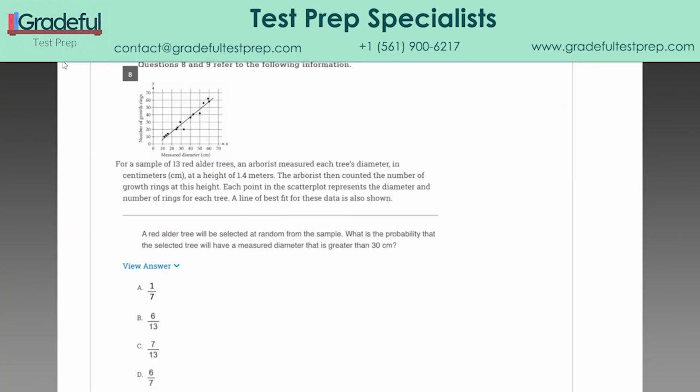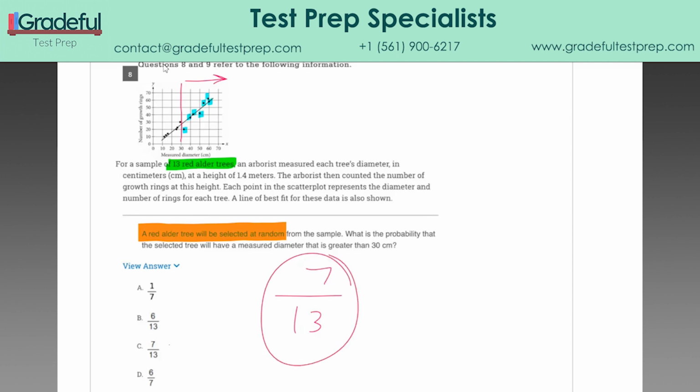Going to question number 8, we're being told that we're choosing a red tree from the sample, and that's really important because we know there are 13 trees in the sample, and from those 13, we need to find one that has a diameter greater than 30. So how many are there that are greater than 30? In other words, that are on the right-hand side of that line. 1, 2, 3, 4, 5, 6, 7. So 7 out of 13. And the answer for number 8 is C.